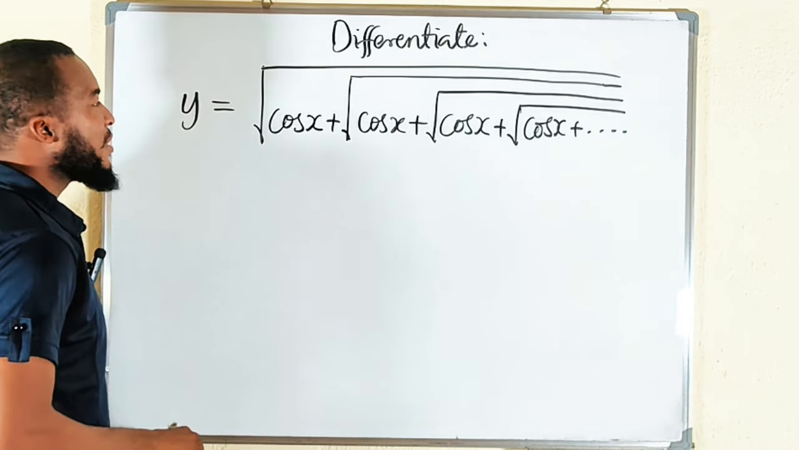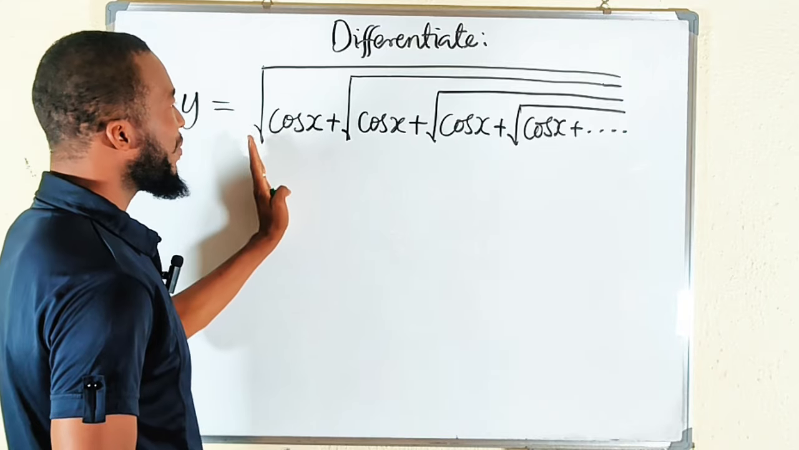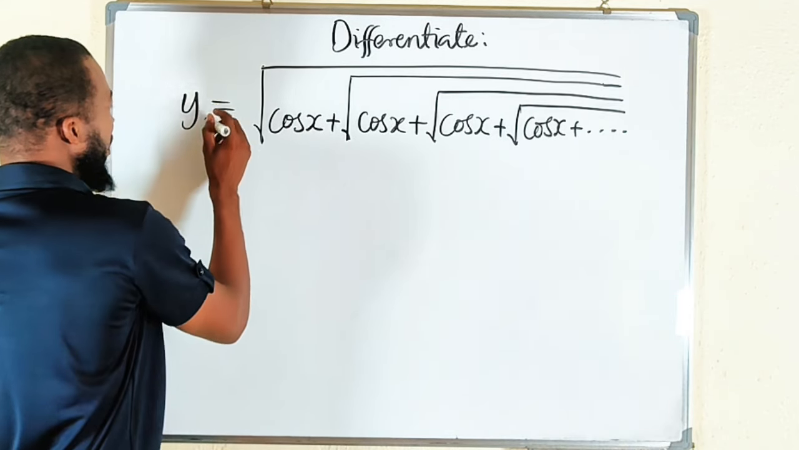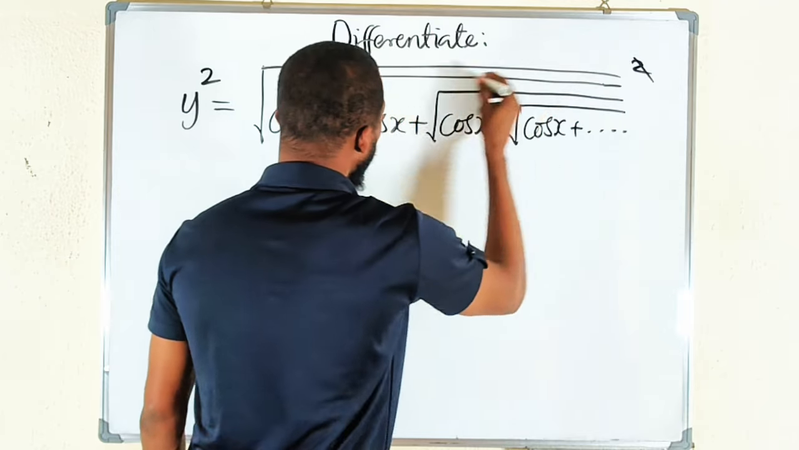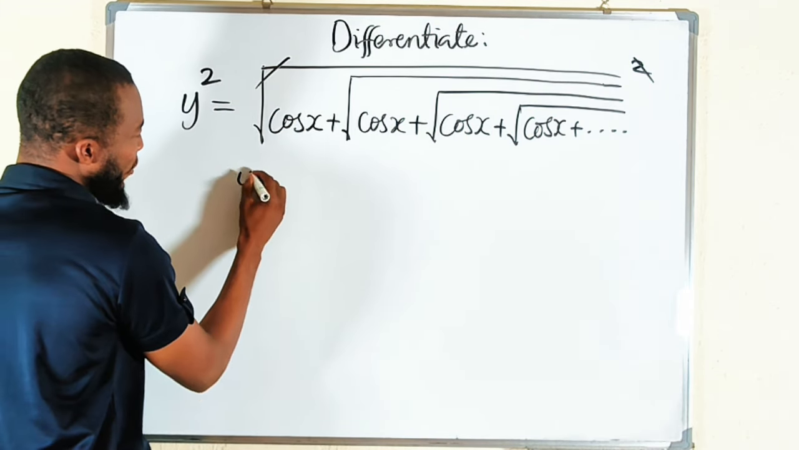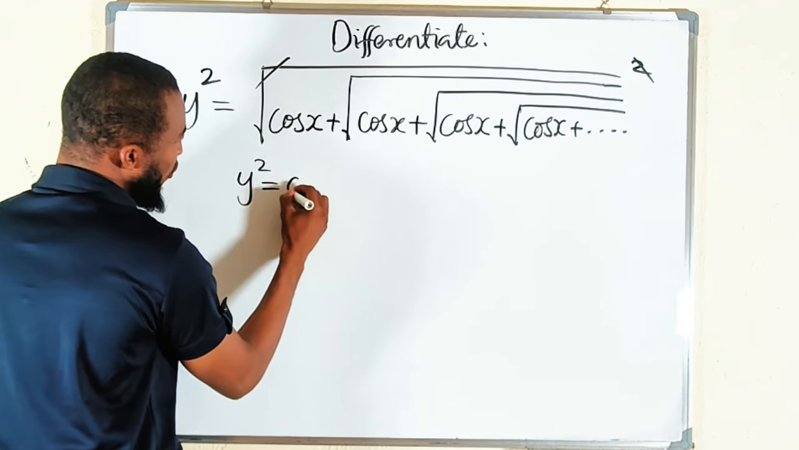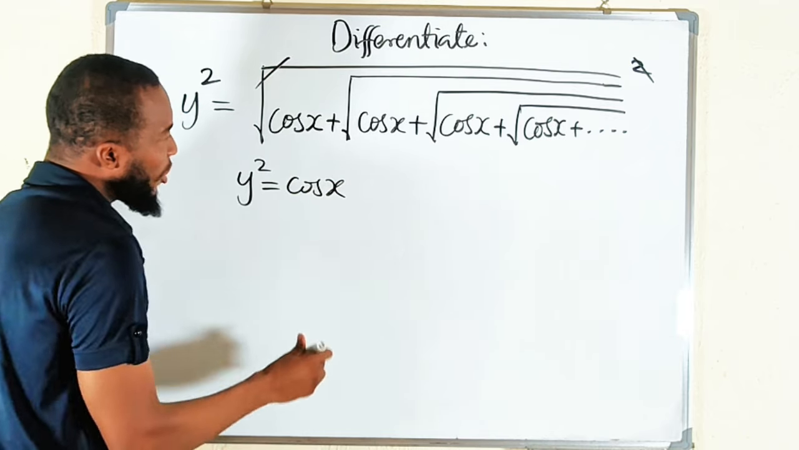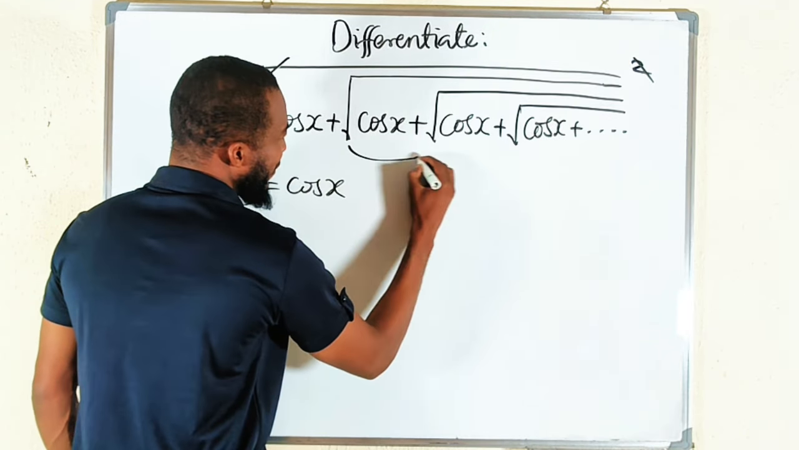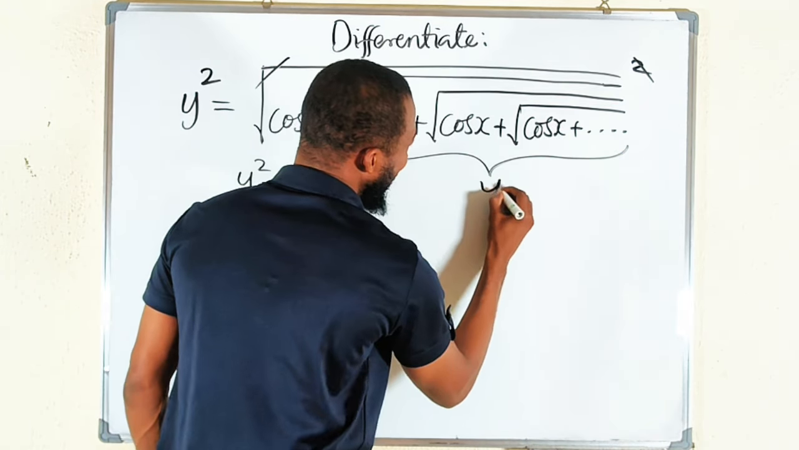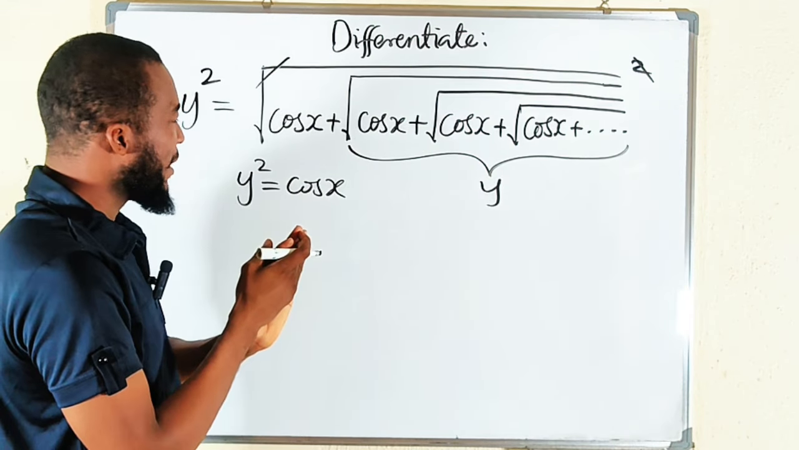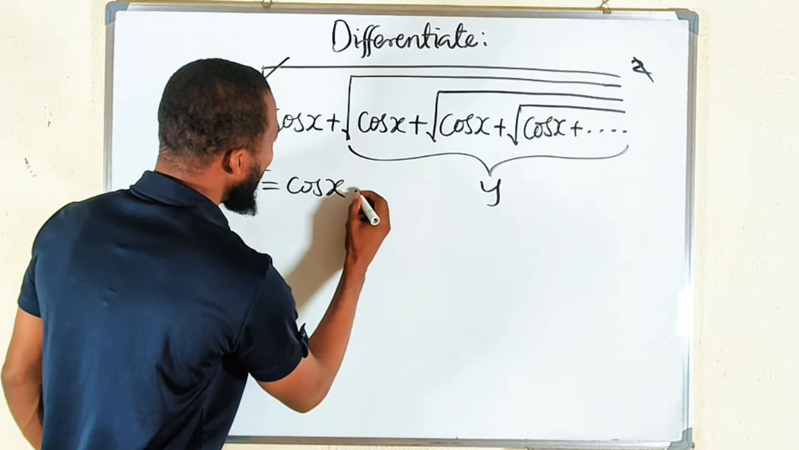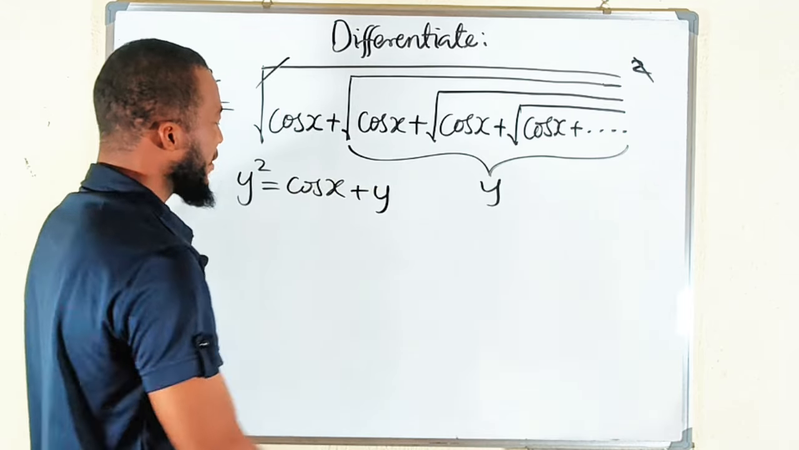Now we can square both sides in order to get rid of this outermost square root. If you square this, then you square this. You know this is going to cancel this. So you have y squared equal to cosine of x. But just observe, this is going to be a repetition of what we started with as y. So therefore, this is just going to be plus y.